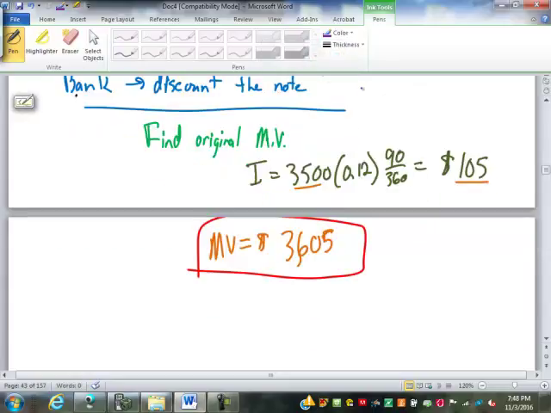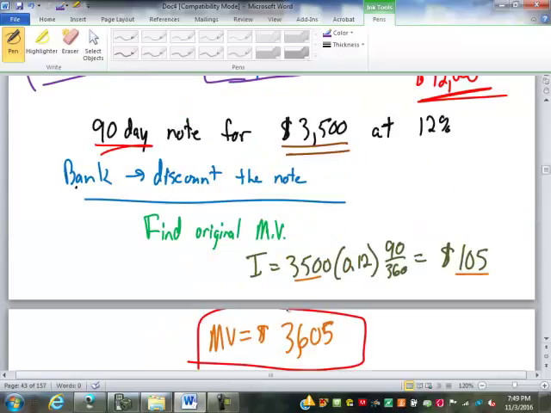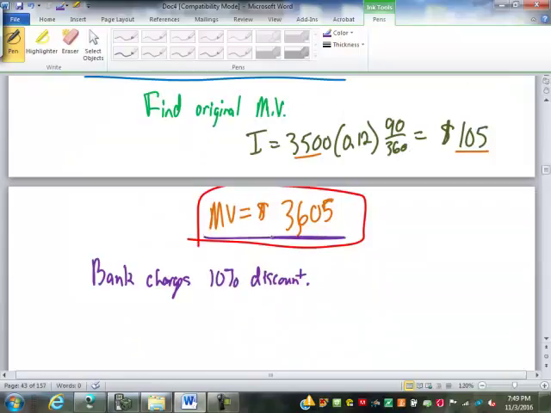So now let's say the bank charges a 10% discount. Now let's look at this. This is a good thing. Because I'm charging you 12% and the bank's only going to charge me 10% to take it off my hands, right? Does that mean I get a 2% profit? Not totally. Because I charged you 12% on this amount, the $3,500. The bank is going to charge me 10% on this amount after my interest is added in. I'm still going to make money off of it, but not a full 2%.